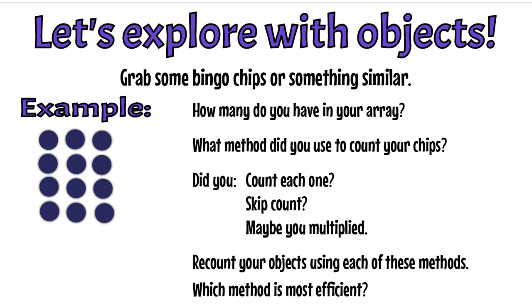Another option would be to multiply. I know that I have four rows and 3 columns, and 4 times 3 is 12. So we see here that I have 12 objects in my array. Recount your objects using each of these methods. Count each one, skip count, and then multiply. Pause the video and do that now.